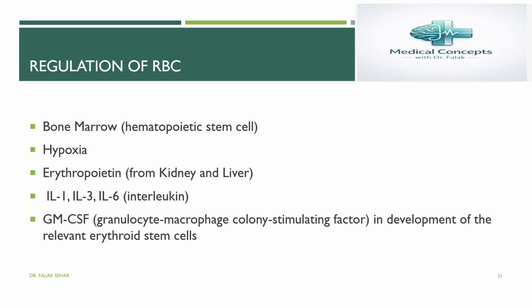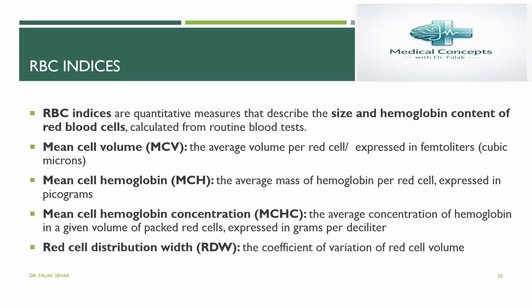growth factors. Now coming to the red blood cell indices, which are the quantitative parameters used to describe the size and hemoglobin content of the red blood cells. These are routinely calculated in blood tests and are very important in evaluating anemia. Mean cell volume, or MCV, represents the average volume of a red blood cell. It helps classify red blood cells as microcytic, normocytic, or macrocytic.